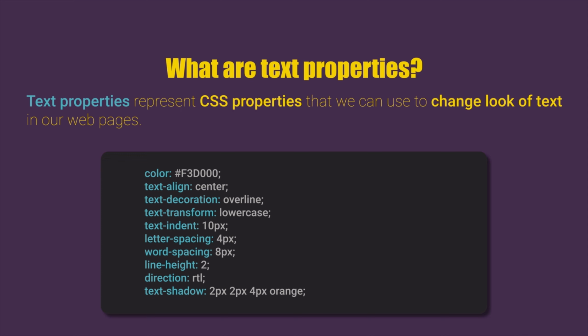So, for example, with text properties we can set color of the text, text align, text decoration, text transform, text indent, letter spacing, word spacing, line height, direction, and text shadow.